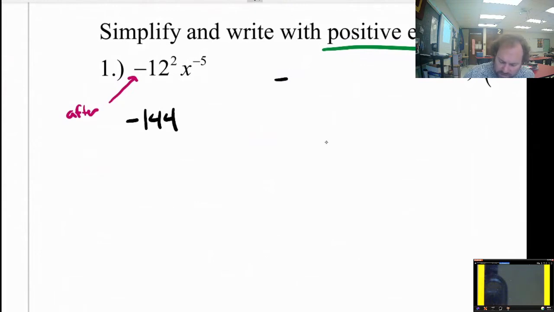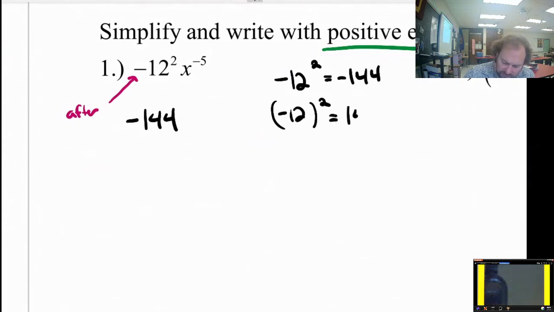Consider the difference for a minute between negative 12 squared and negative 12 squared with parentheses. The first one is negative 144. The second one is positive 144. It's all about what order you're going to go in. Are you squaring 12 or are you squaring negative 12? The top one I would read as the negative of 12 squared, versus the second one, which is negative 12, quantity squared. It's all about how you say it and where you put those parentheses and where your priority is.